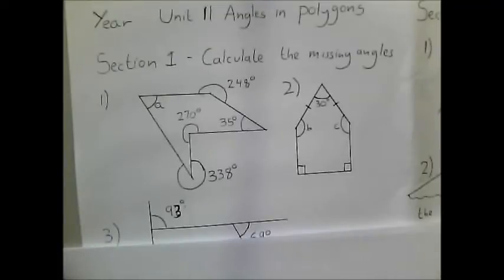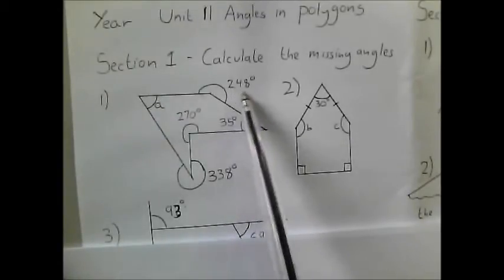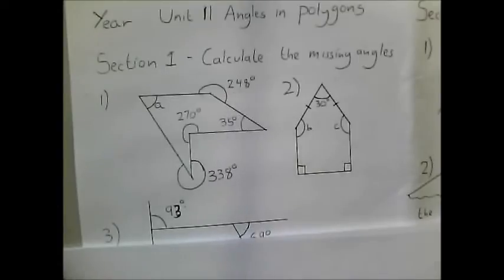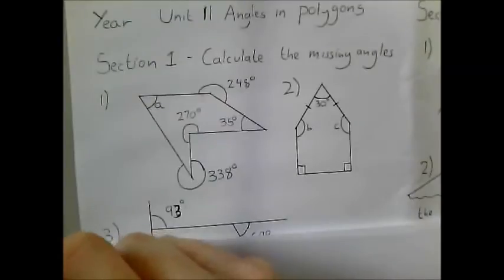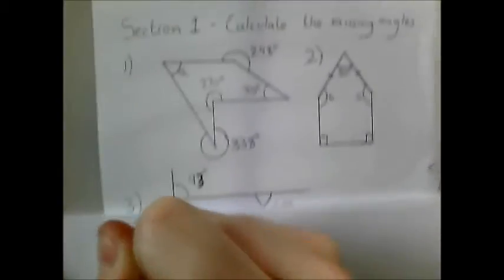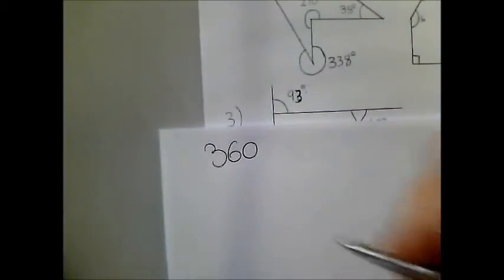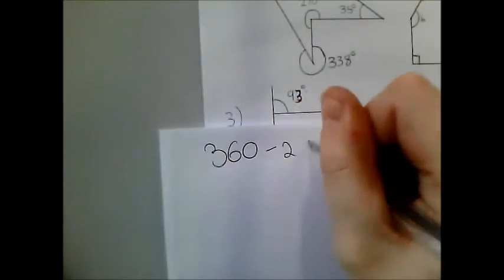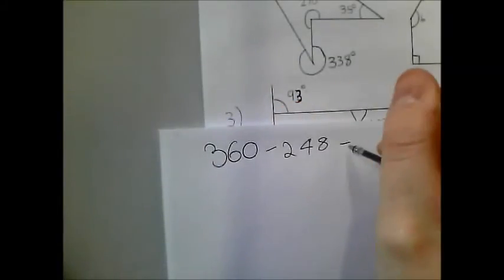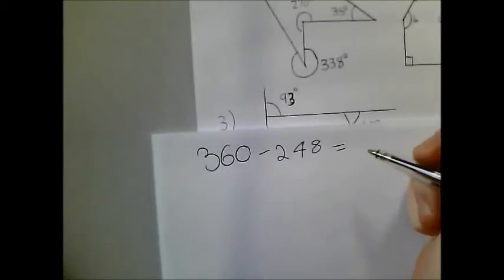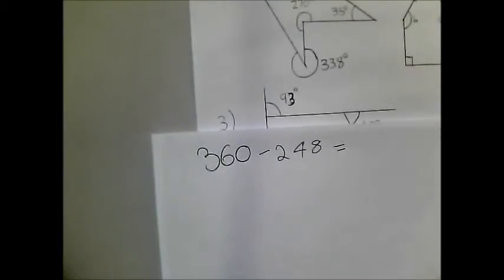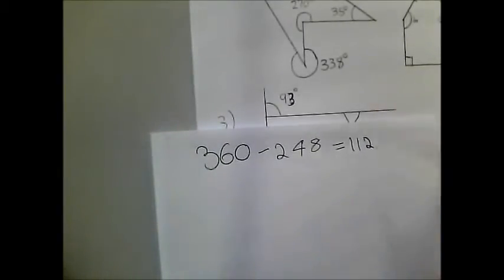So 360 take away 248 should give you 112. And then for 338 you do the same. Do 360 take away 338. It should give you 22.